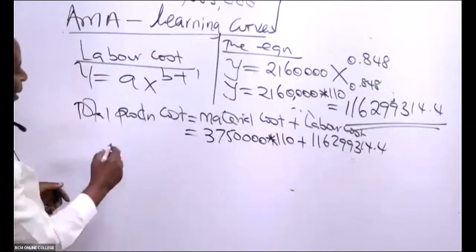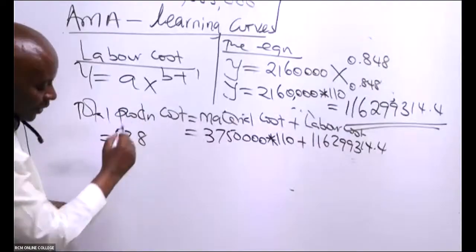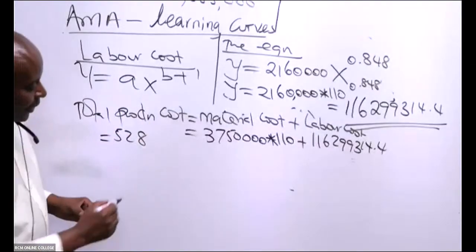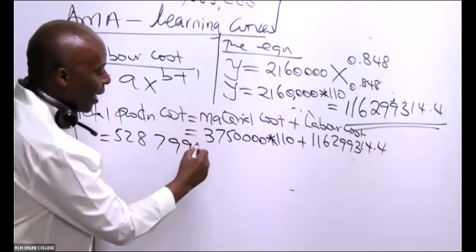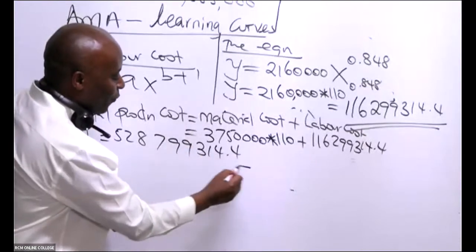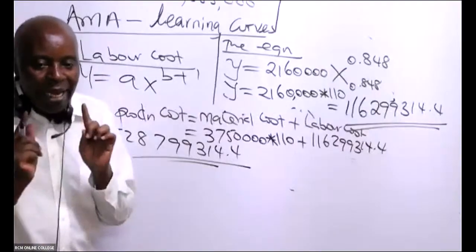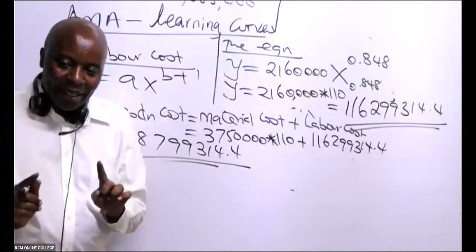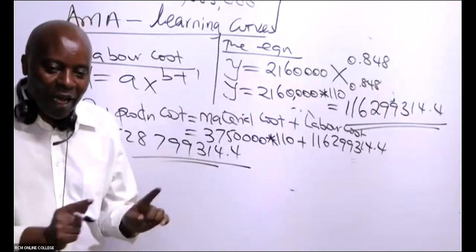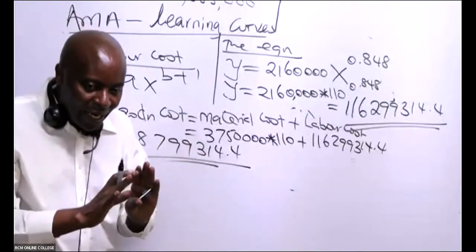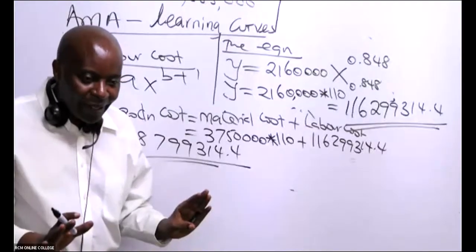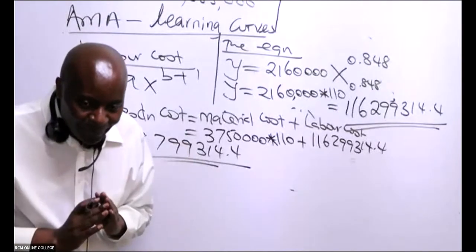You simply take your calculator, take this times 110. 528,799,314.4. So this is the total cost for how many? 110 cars. If they had given us fixed cost, we would have added it here. But you see, we don't have any other cost. It's only labor and what here? Materials, yes.